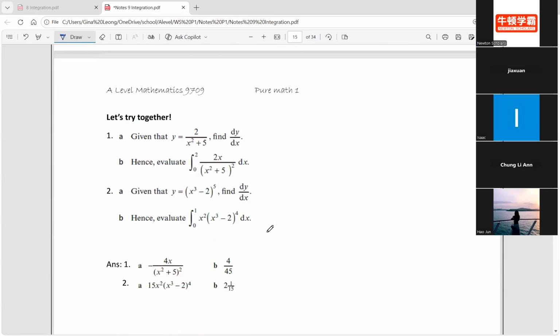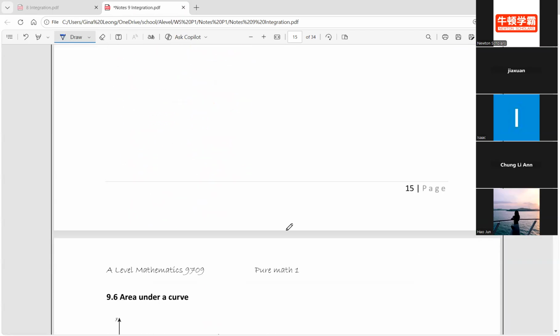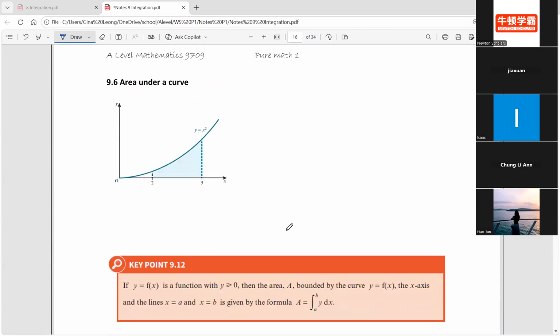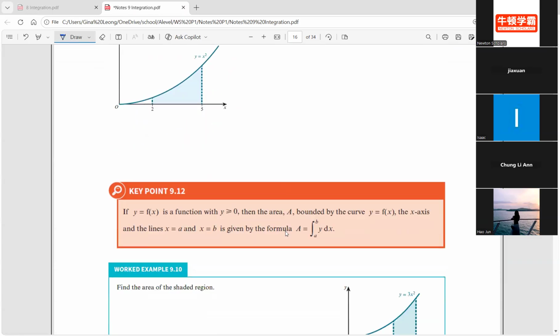This is the question that you can try. Then we go here: area under a curve. Area under the curve, we have to use integration. Here is the formula. When you have the B to A, for example like this, 5 to 2, always remember: big number on top, small number on the bottom. So 5 to 2.